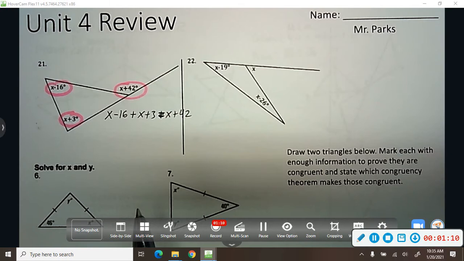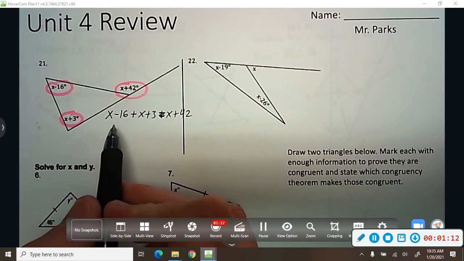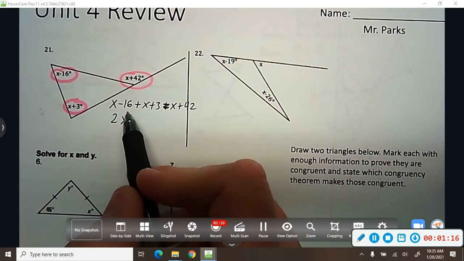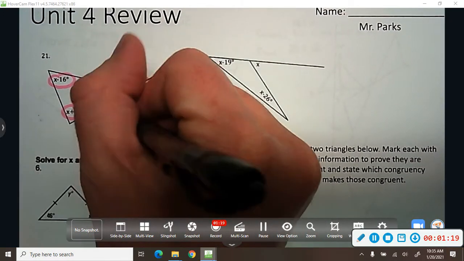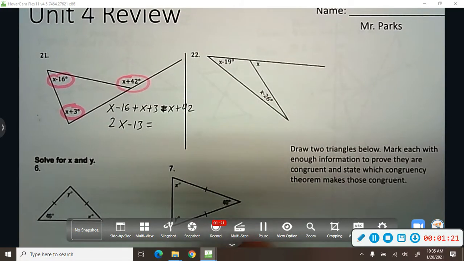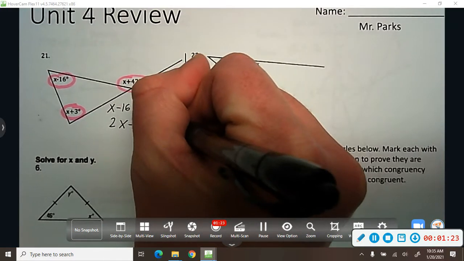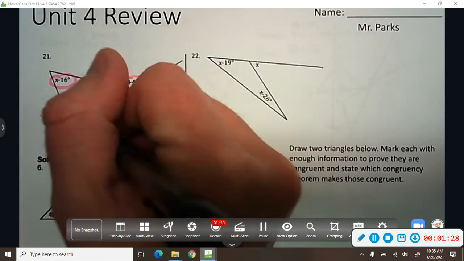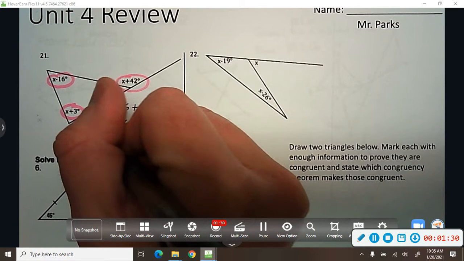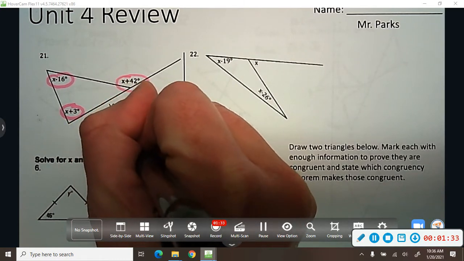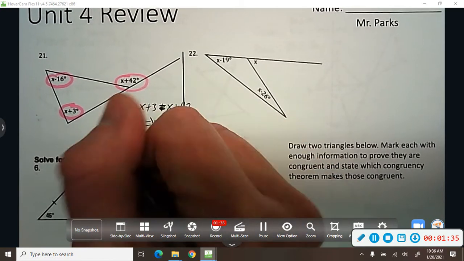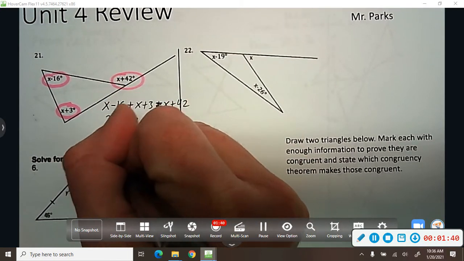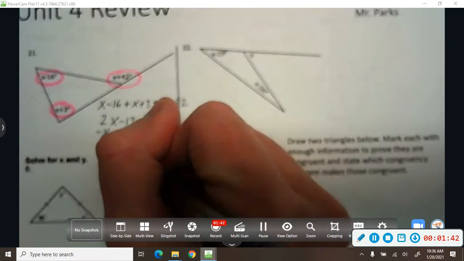And then from there, you just do algebra. So you look on the left, you say, okay, that's 2 x's. Negative 16 plus 3 is negative 13. Subtract x from both sides. Add 13. And I get x is 55.